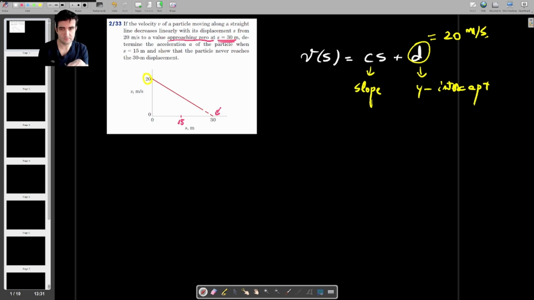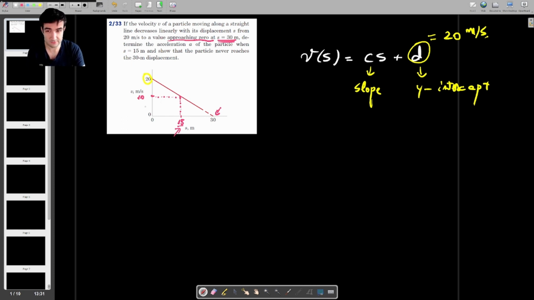But let's try to, first of all, find the slope, and then we'll try to find the acceleration at that particular location. So one thing you might notice is that this 15 meter is between 0 and 30, right? Which means that you can find the velocity if you want. So you've got a velocity of half of that, so that would be 10, right? Because 15 is halfway between 0 and 30, then this value is going to be halfway between 0 and 20, which is going to be 10.